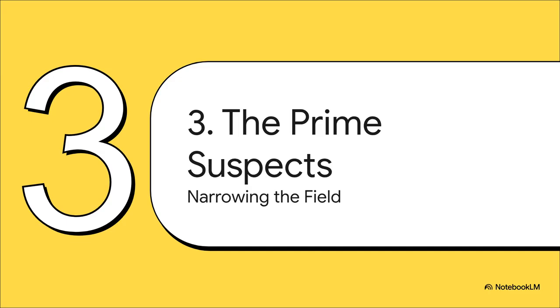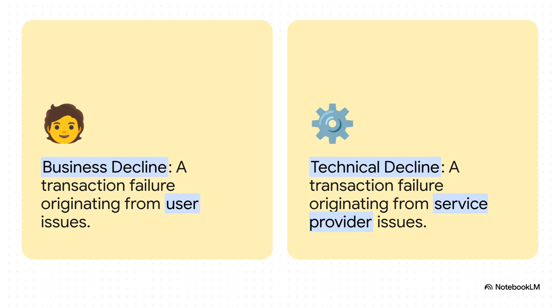It turns out all those countless possibilities, they really boil down to just two main categories of failure, two prime suspects. And here they are. This is the core of it. Every single failure, no matter how complicated it seems, can be sorted into one of two buckets, a business decline or a technical decline. And trust me, understanding the difference between these two is the key to solving our case.